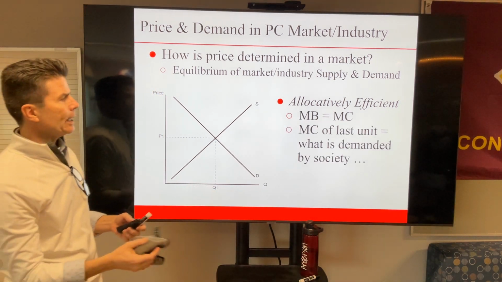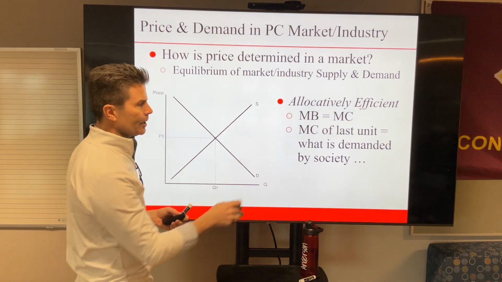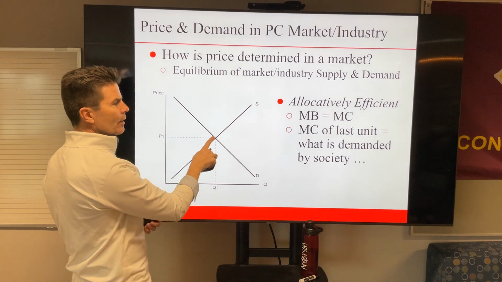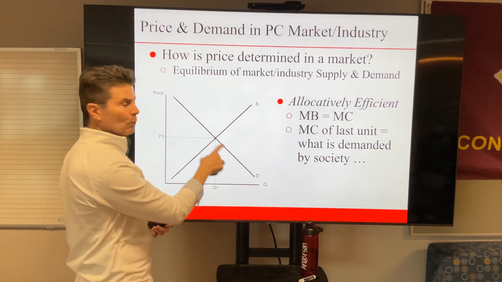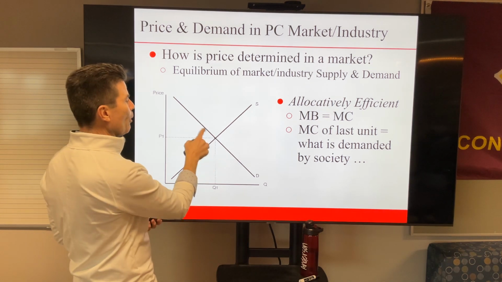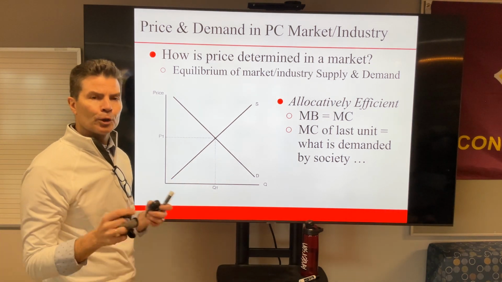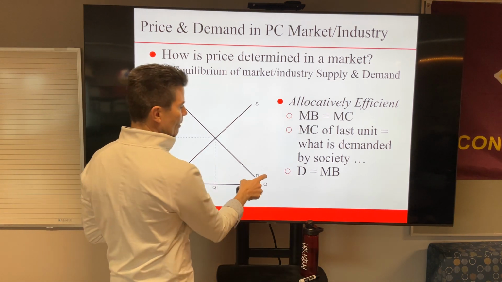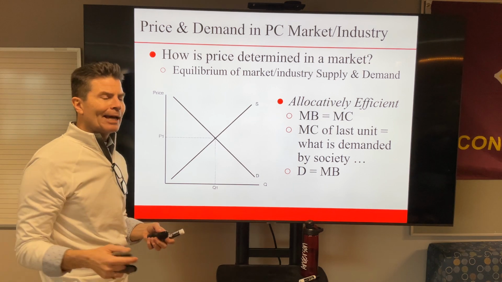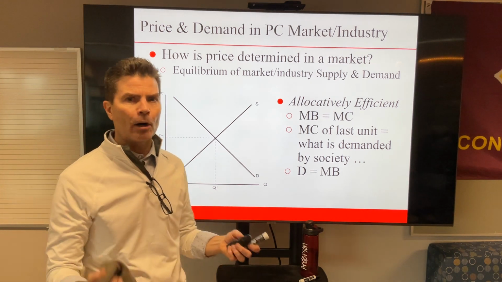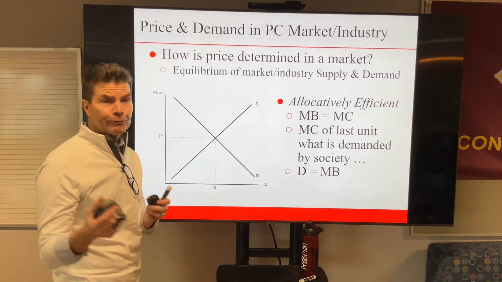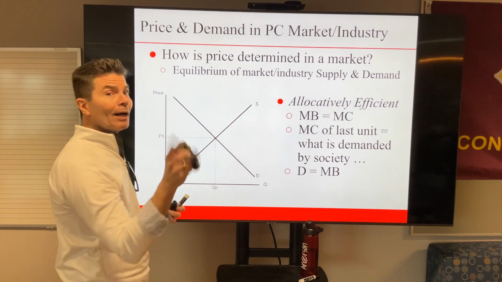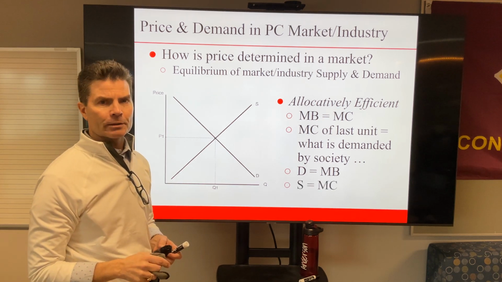Now, the last piece: remember that allocative efficiency says the marginal cost of the last unit, which is right here, is equal to what is demanded by society. Our marginal benefit is our demand, and when both of those are equal, we're producing the allocatively efficient quantity. Remember when I had the marginal benefit right here? Our demand curve looks exactly like and acts exactly like a marginal benefit curve. So where marginal cost equals demand, if my quantity is there, now I'm allocatively efficient, okay?